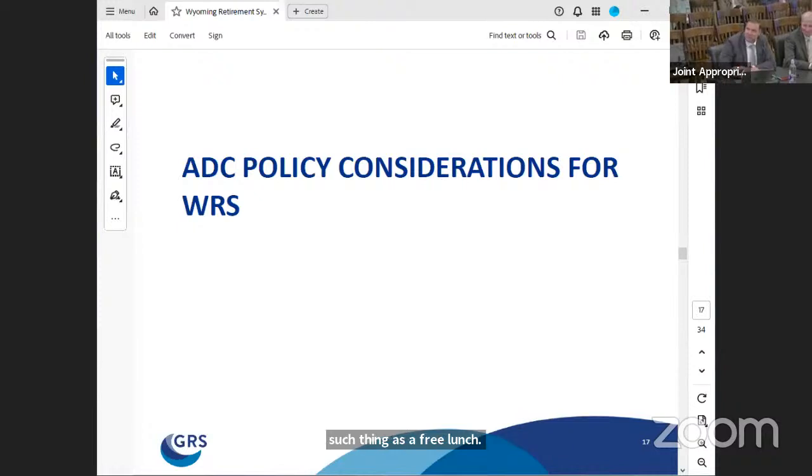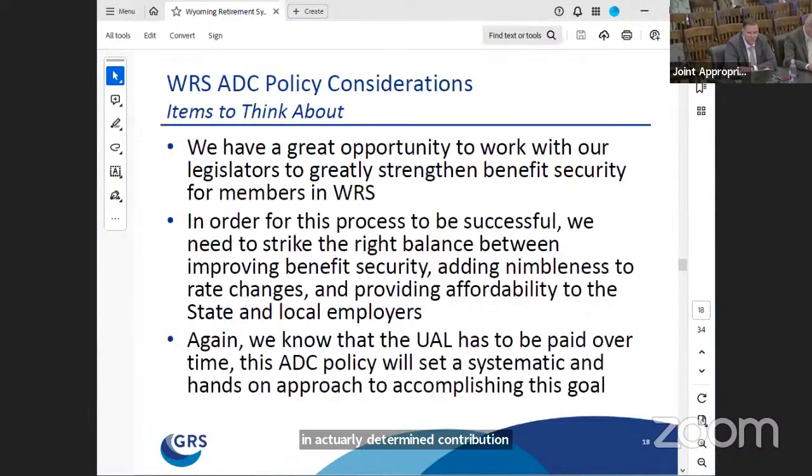Anyhow, slide 17. Now it's time to talk about what some policy considerations are for your plan individually. So what are the decision points? And then how do we come up with a framework to think about implementing an actuarially determined contribution process? On slide 18, we'll move ahead one slide.